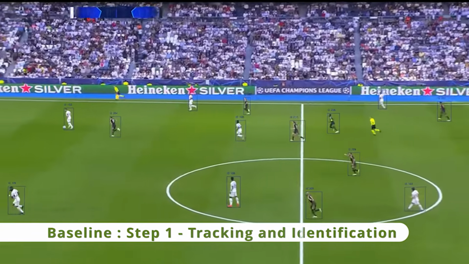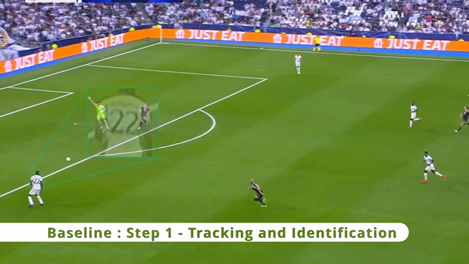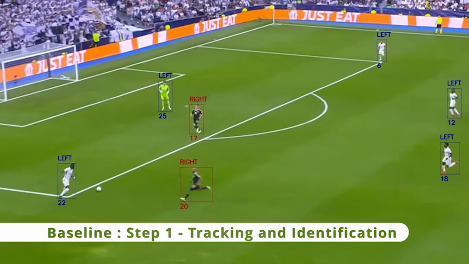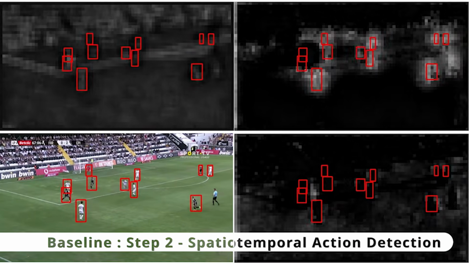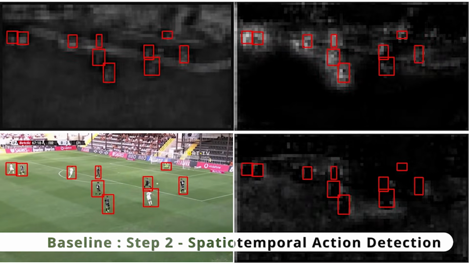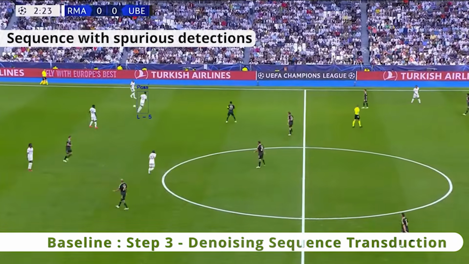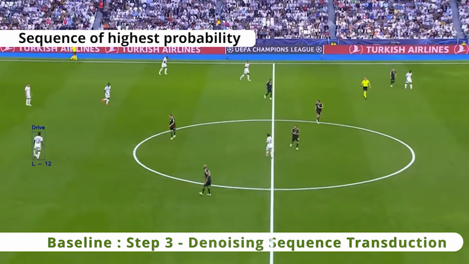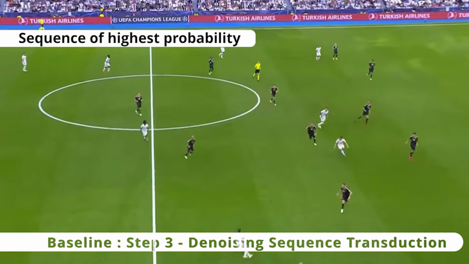Our baseline methodology is a three-step pipeline. First, player tracking and identification, provided as auxiliary data and usable as input. In the second step, we perform spatiotemporal action detection on the resulting tracks. And finally, a transduction stage that denoises these predictions into coherent play-by-play sequences, using player role information. This is a crucial stage to get rid of spurious detections.